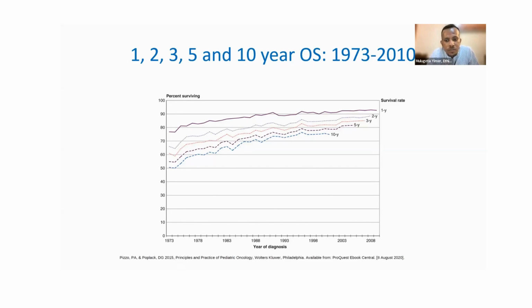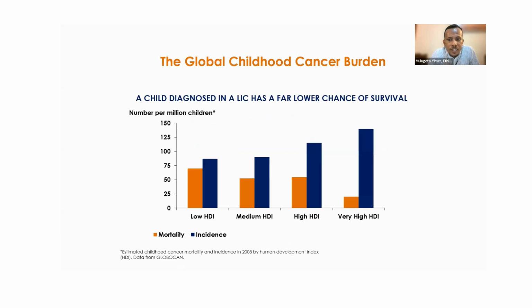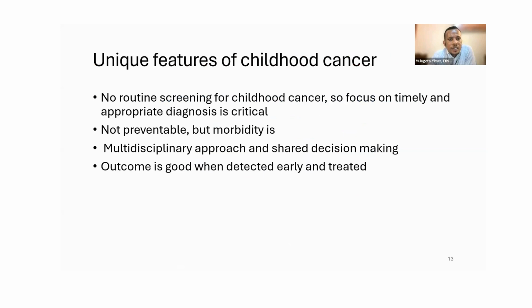Through the years, because of advancement of supportive care, clinical trials, and other factors, the outcome of childhood cancer has improved significantly, but there is still a discrepancy in survival outcome in LMICs. So this graph summarizes what we have been discussing so far in terms of the incidence and mortality discrepancy between high income and low income countries. So what's unique in childhood cancer?